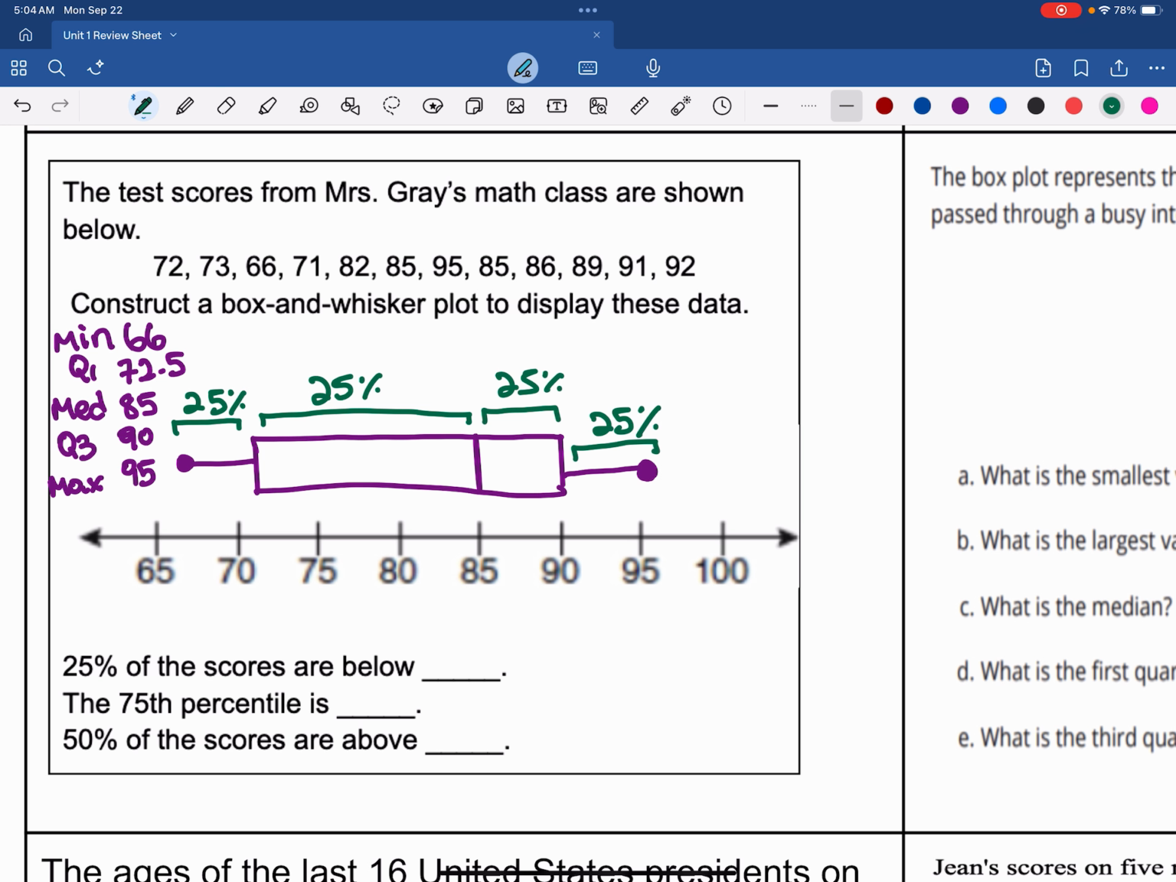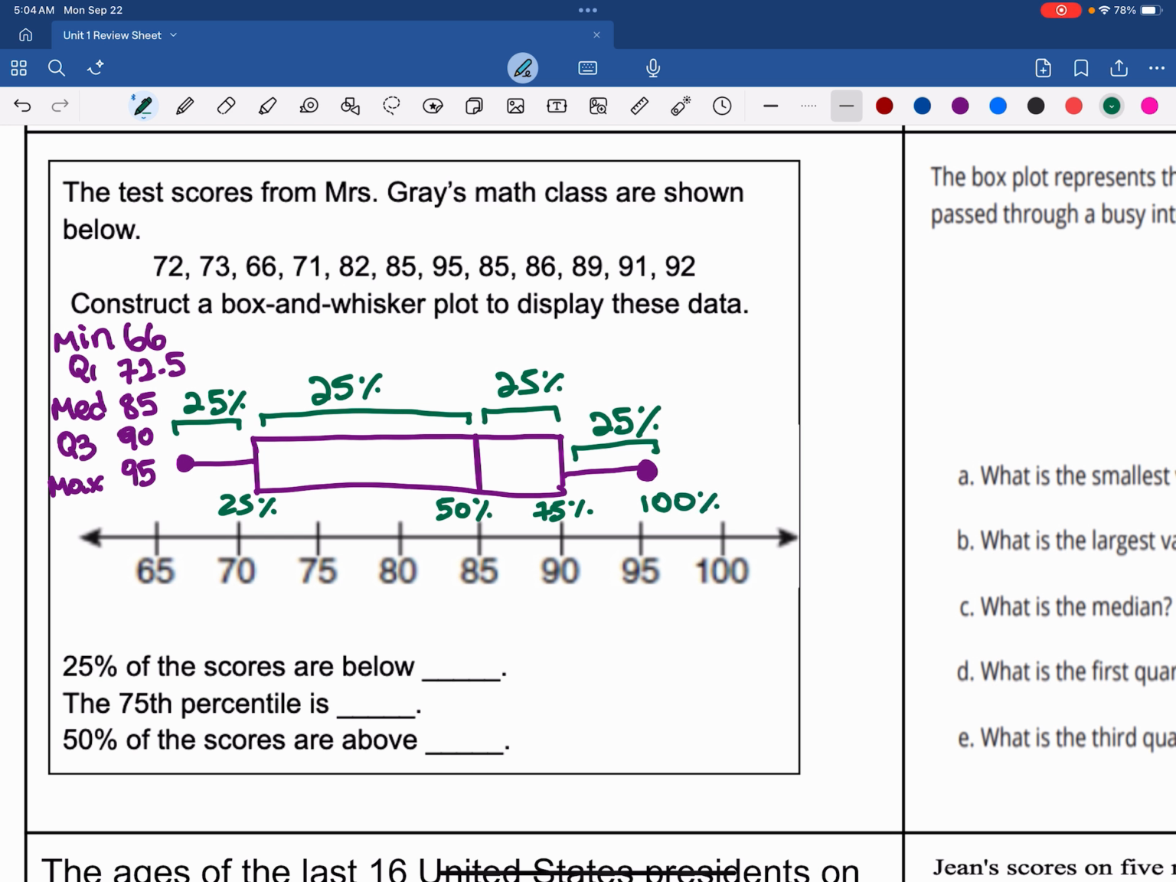So they're asking us 25% of the scores are below what value? And then if you were to combine each section, from here to here is your 25% mark. From 70 to 85 is your 50% mark. And that makes sense because this is your median, and obviously the median is halfway, so that would be 50%. From 85 to 90, this is your 75% mark. And then your max is obviously your 100% mark.